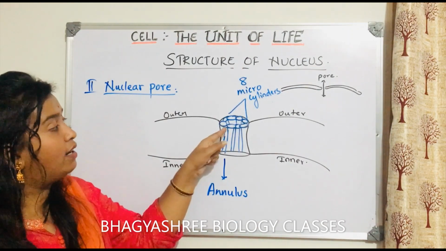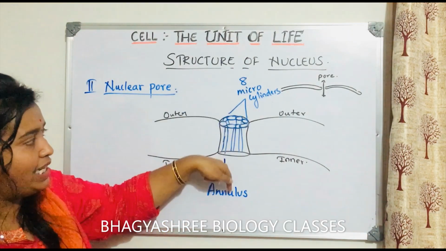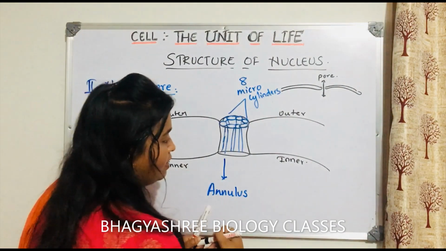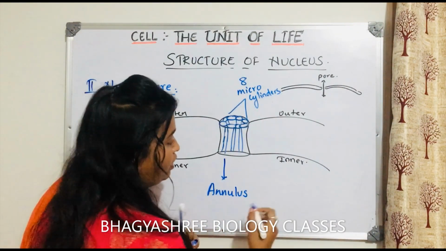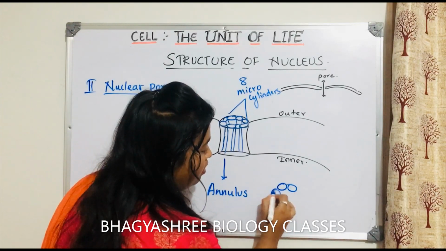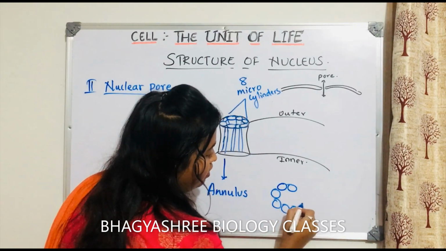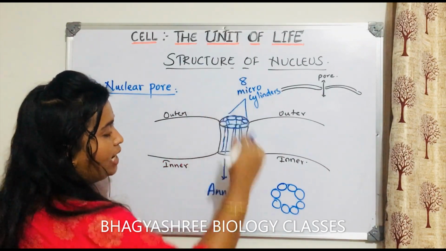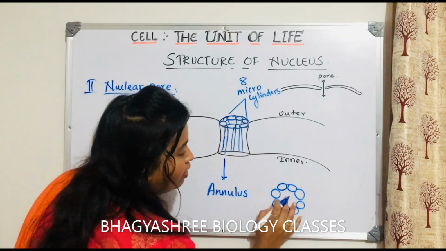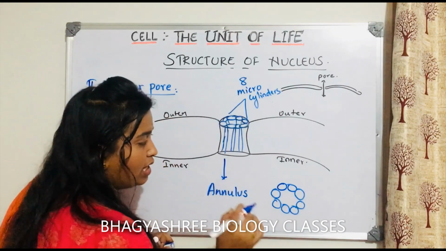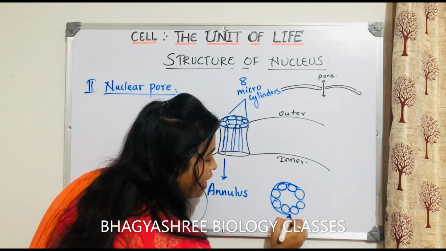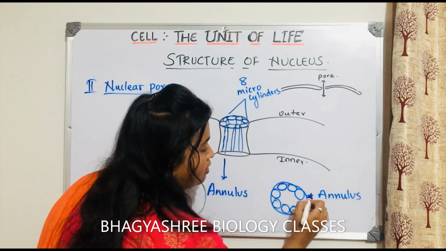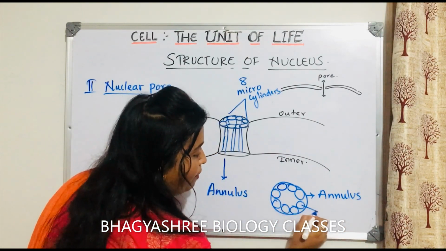Now what you can see here is that in between, there is a space. Now if I show you in this way, if you see it from the upper side, it looks like this, right? So now these are 8 micro cylinders. Together we call it the annulus because it looks like a cylinder. These are micro cylinders.